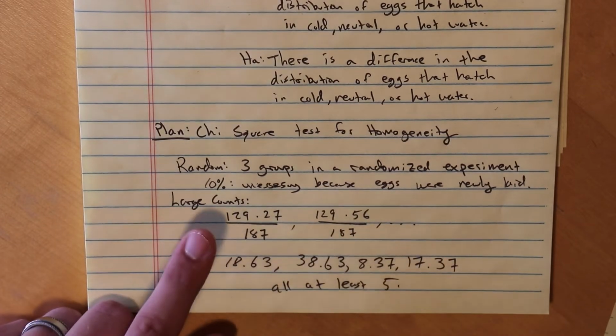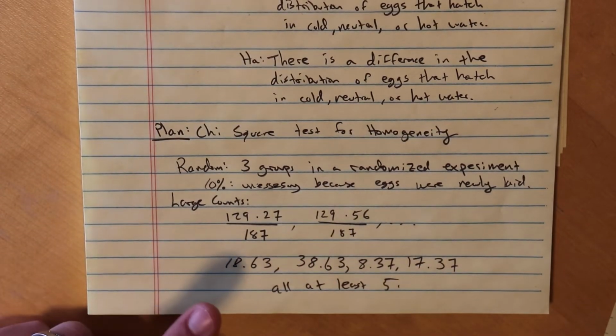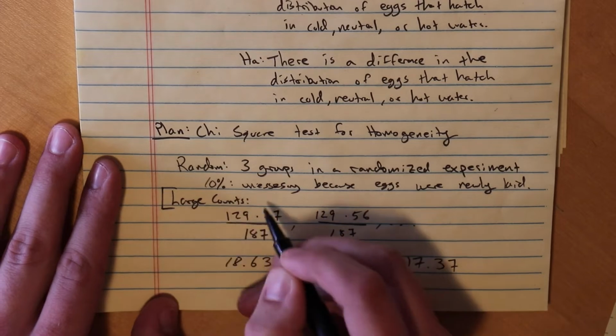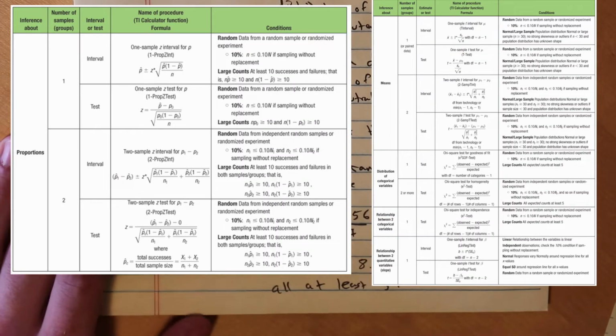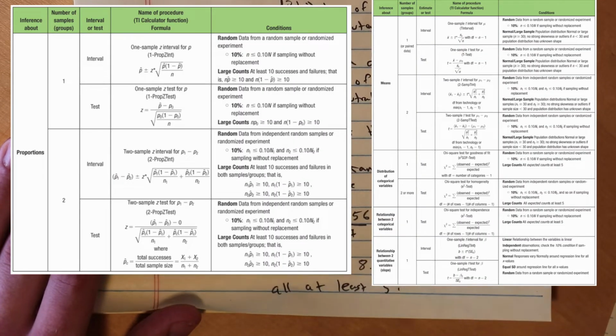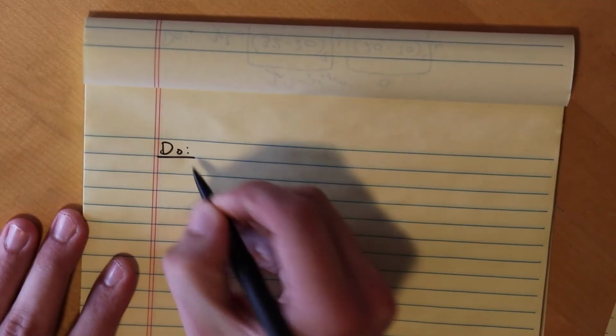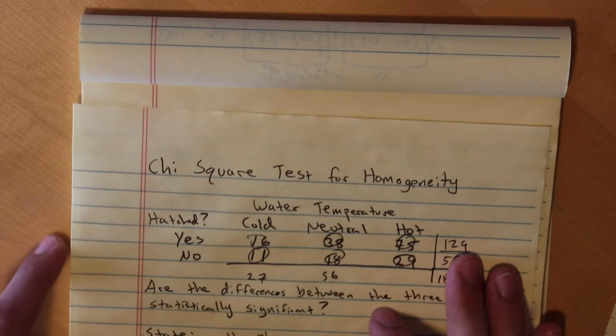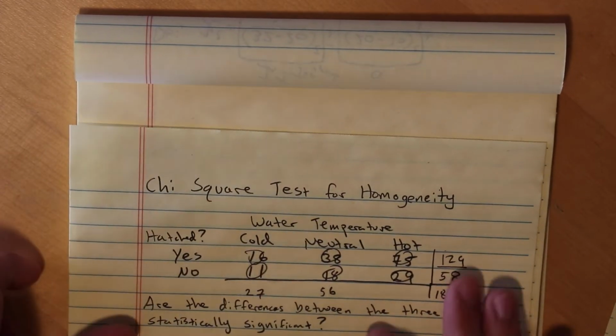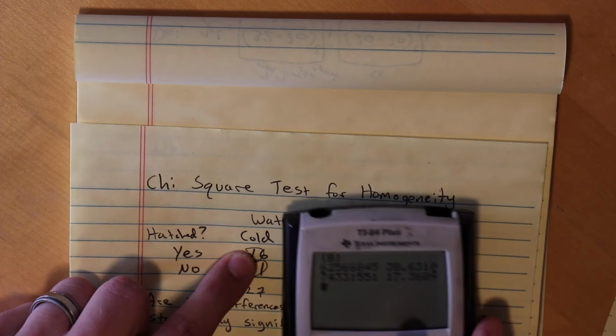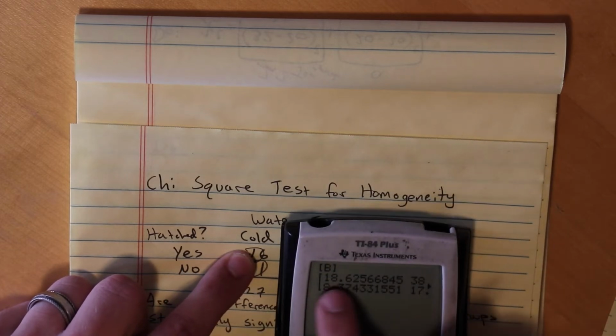Reminder, your large counts conditions are always going to be different for different tests, so be really mindful that you understand which large counts conditions are met for different tests. So now we'll do the do step. I'm going to use some of these values here, so we have to show a little bit of work. I'm going to use some of these values, like 16, and I can look at its expected count, 18.62.